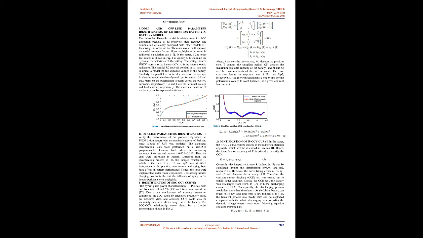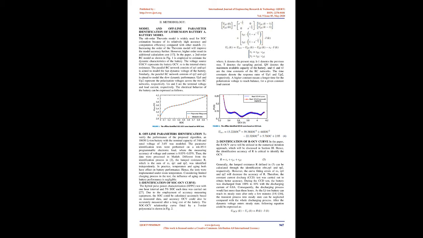The voltage source UOCV represents the battery OCV. RO is the internal ohmic resistance. The parallel RC network consisting of RP1 and CP1 is aimed to model the fast dynamic voltage of the battery.